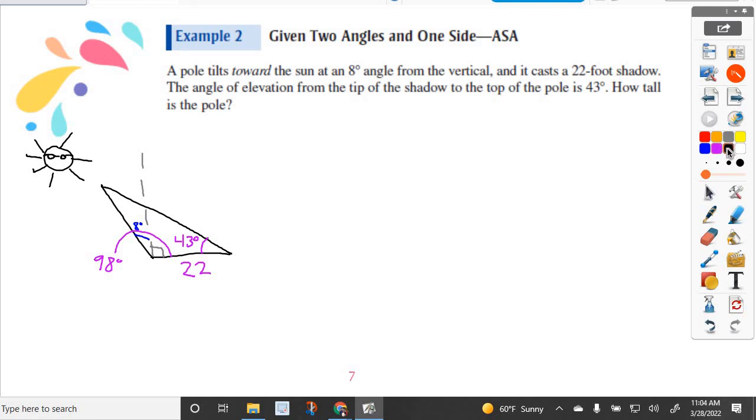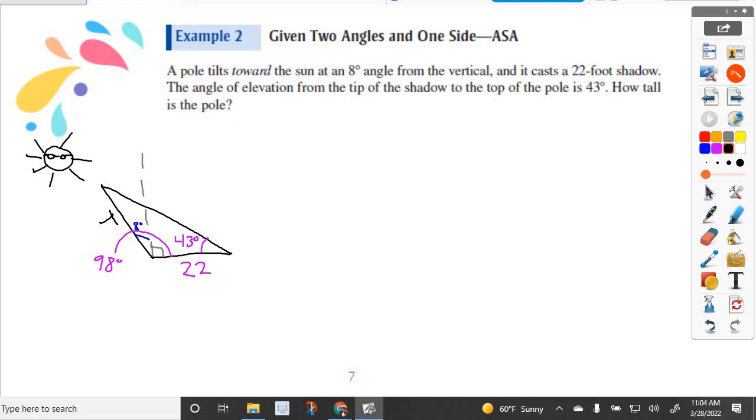Alright, so what are we looking for then? The height of the pole. How tall is the pole? So this side, right? Okay, so if that's the side we're looking for, are we going to be able to use a trig function? No, because this is not a right triangle. Agreed. Okay, so what are we going to use instead? Our law of sines. Do we need any other information in order to be able to use our law of sines?